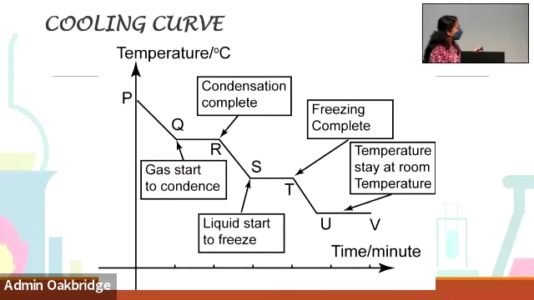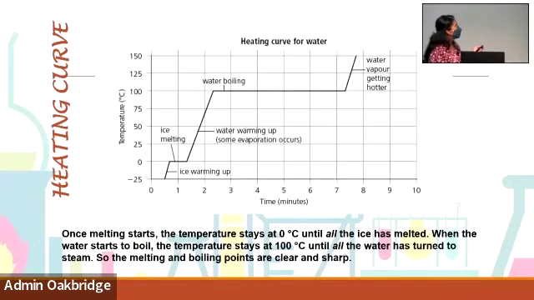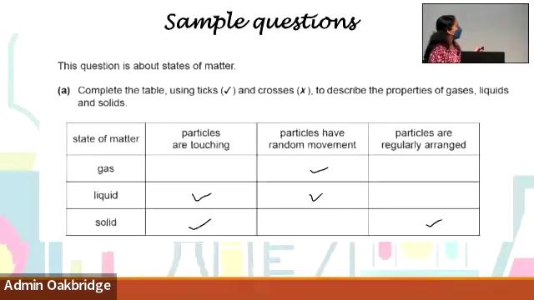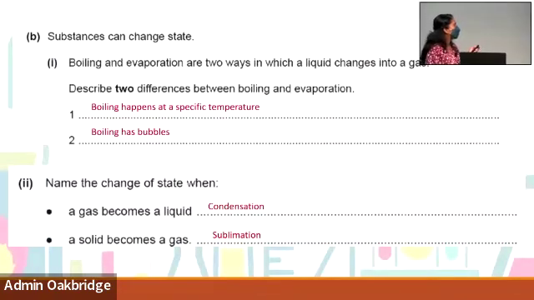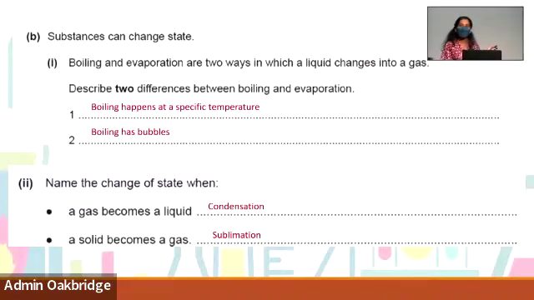So if you notice here, condensation, freezing, all these are processes, and also here, boiling, melting, and vaporization are processes. And here they are asking about gas becoming liquid. Gas becoming liquid is what curve? Heating curve or cooling curve? So it must be a cooling curve. So condensation. And then solid becoming gas, sublimation.